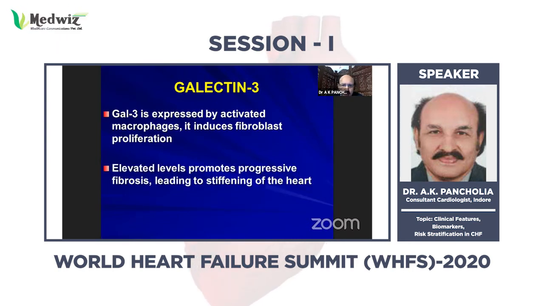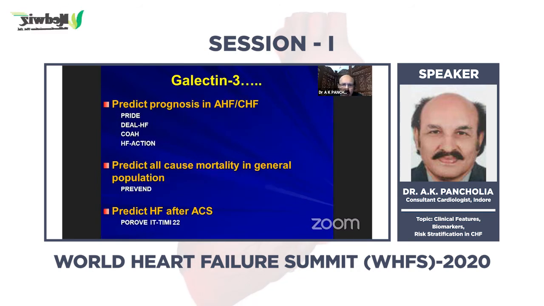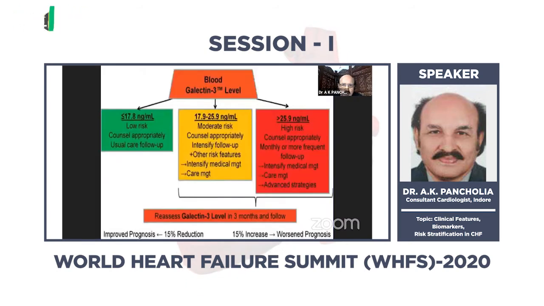Coming to another biomarker, Galectin-3 is expressed by the activated macrophages, and it induces fibroblast proliferation. Elevated levels promote a progressive fibrosis leading to stiffening of the heart. Galectin-3 is used to predict the prognosis in AHF and CHF, to predict all-cause mortality in the general population, and to predict heart failure after ACS. So these are the benefits of Galectin-3.